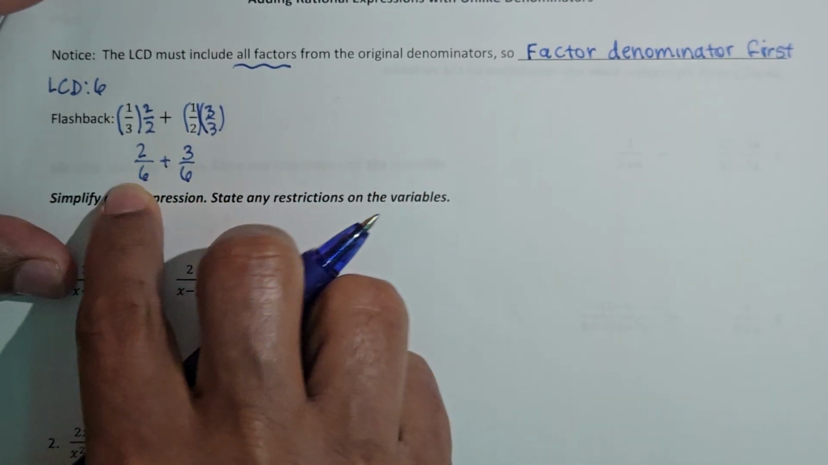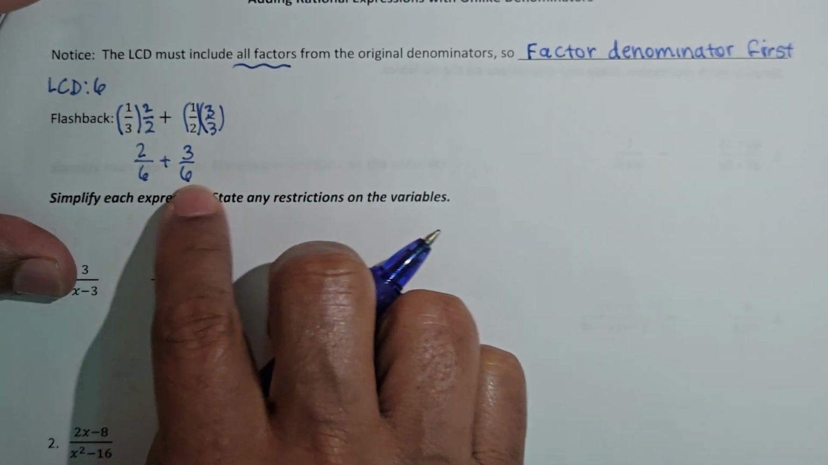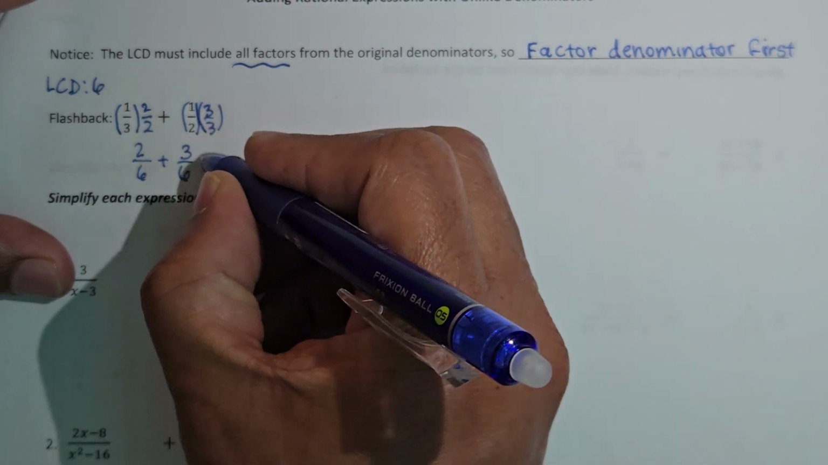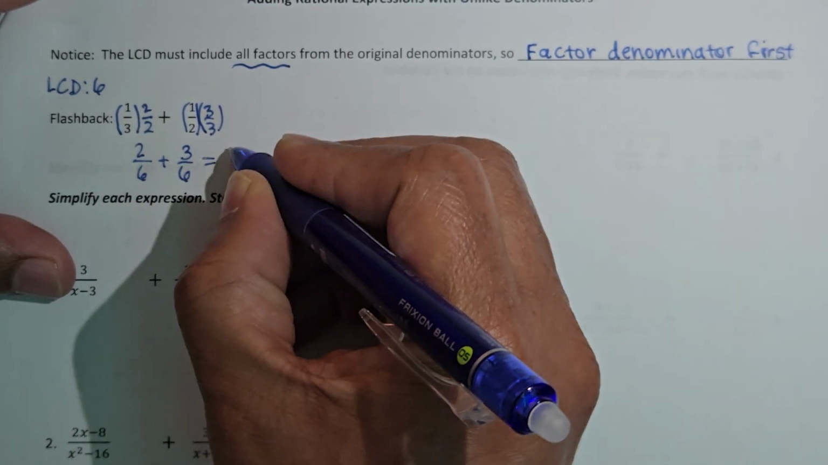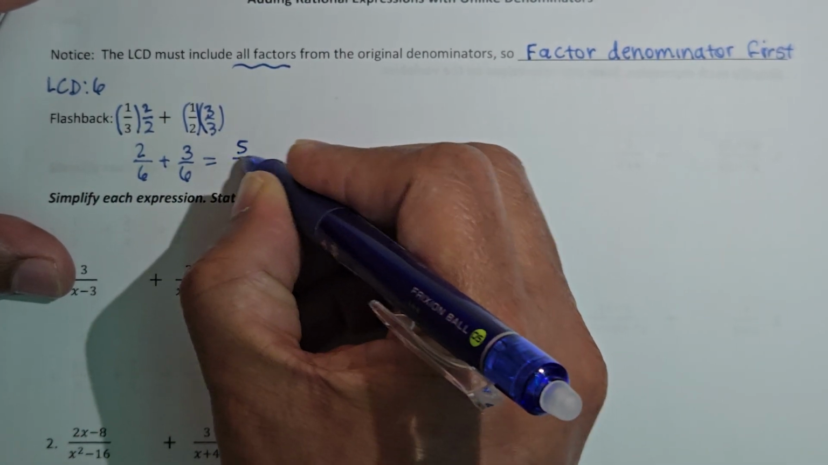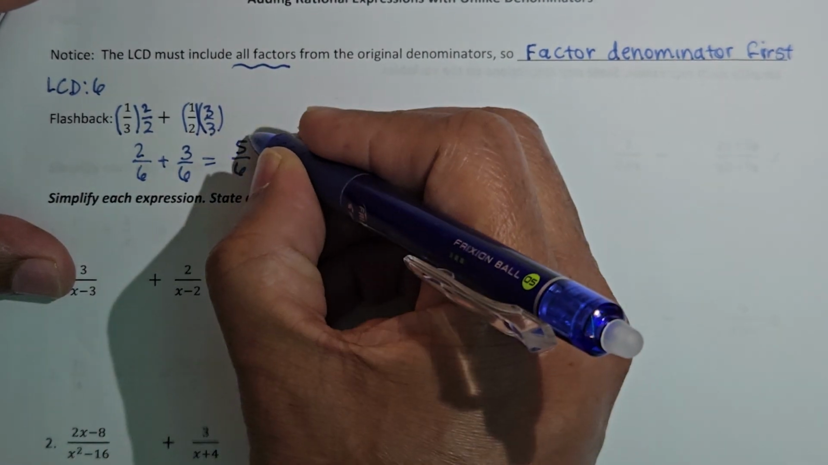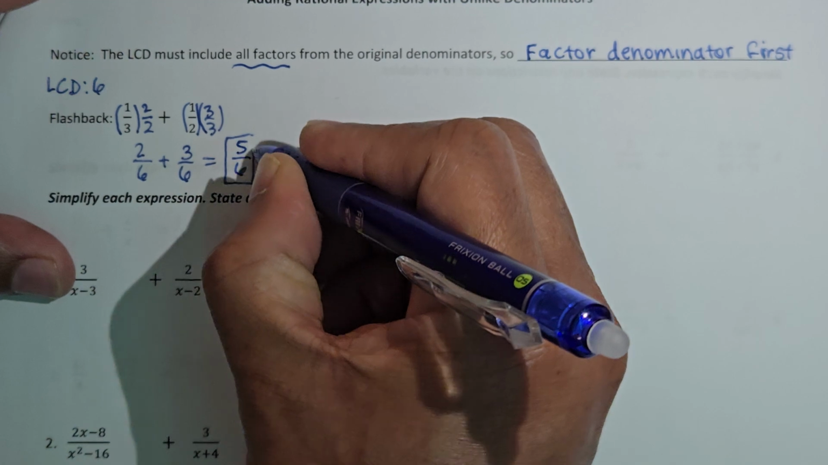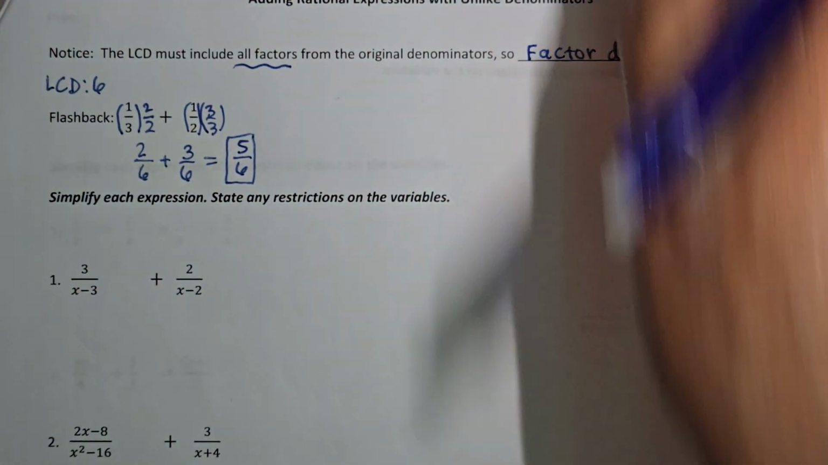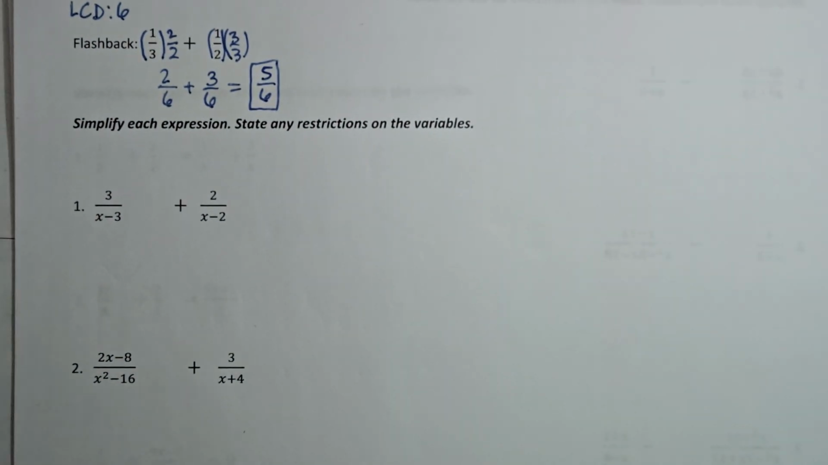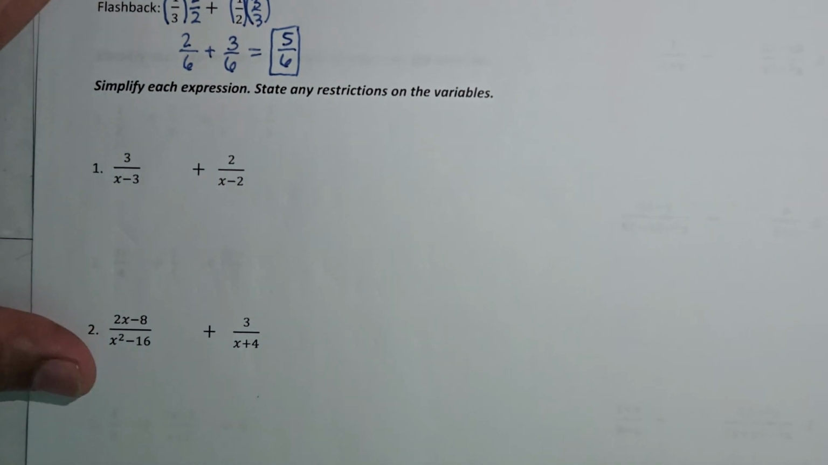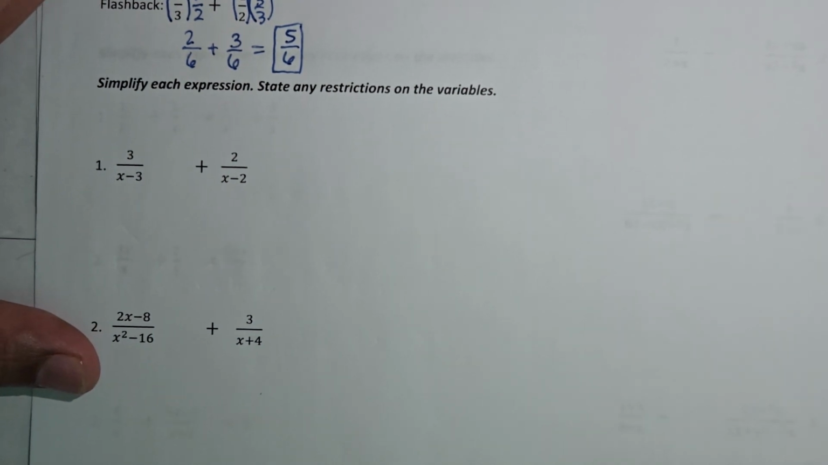As you can see, we have the same denominator. Once you have the same denominator, you just add the numerators. So 2 plus 3 gives you a 5, and 5 over 6 is not simplified because 5 is prime, so they have no factors in common. This is as simple as we can get with this fraction. We are going to use the same idea with algebraic rational expressions.